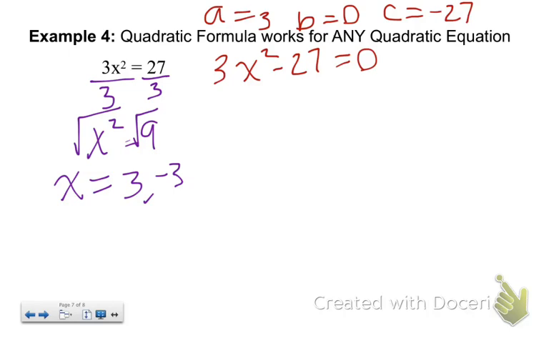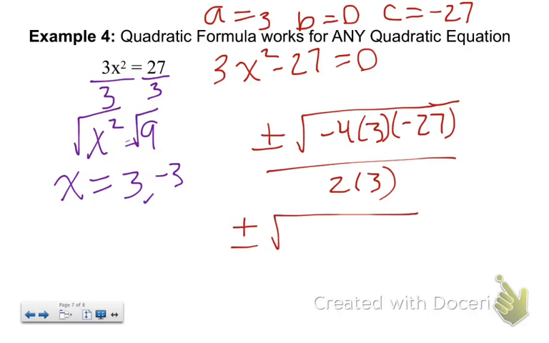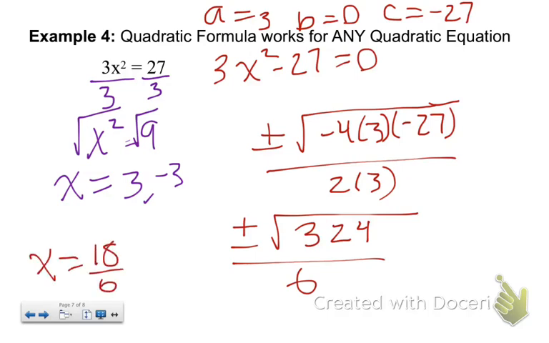Negative 0, well, that's just 0. So 0 plus or minus the square root of 0 squared is 0, minus 4 times 3 times negative 27, over 2 times 3. Okay, and we get plus or minus the square root. When you multiply that out, you get 324 over 6. Well, the square root of 324 is 18. So x is positive 18 over 6 and negative 18 over 6, which when simplified becomes positive 3 and negative 3.